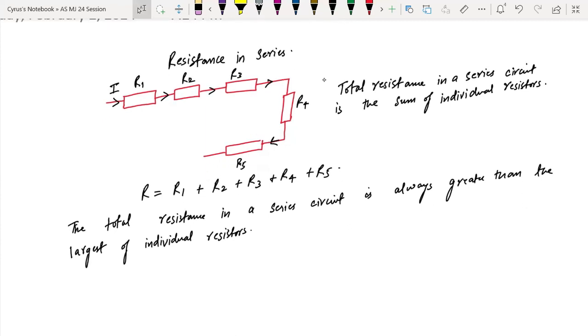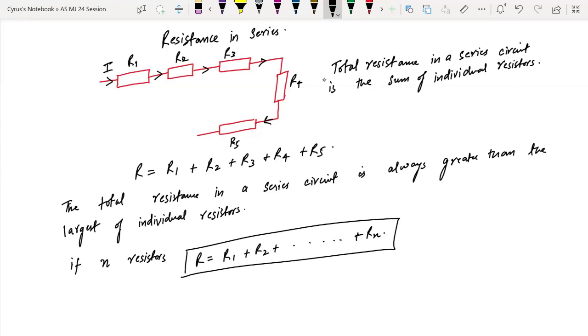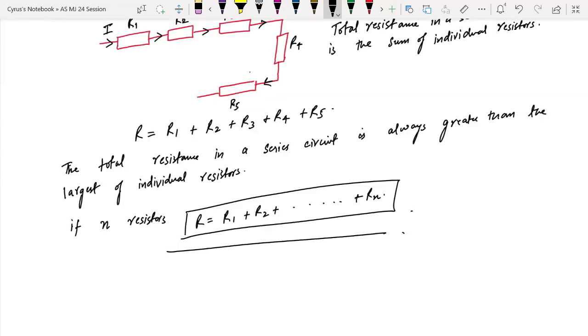Is that clear? So if there are n resistors, what you'll do is you will just simply add R1 plus R2 plus ... Rn. Simply add up all the resistors you have, right? If the resistance in parallel is involved, let's talk about that. You have resistors in parallel.